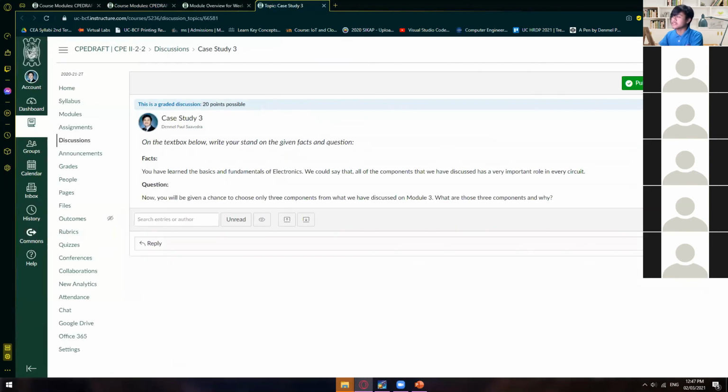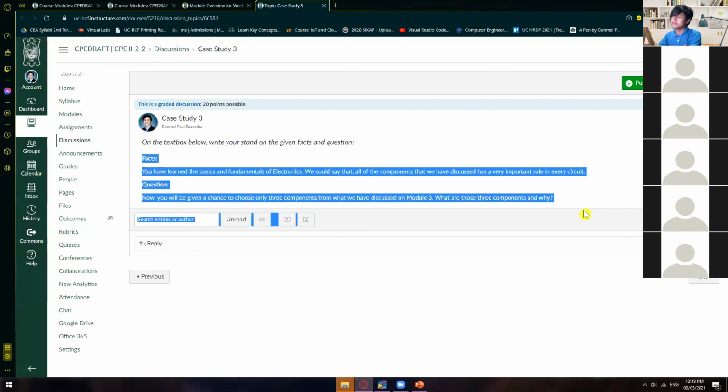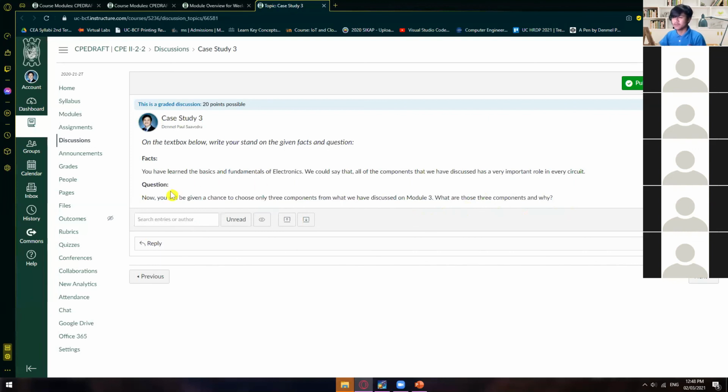All right, so this is the last one already. Now that you have learned the basics and fundamentals of electronics, we could say that all the components we have discussed have a very important role in every circuit. So the question here is, you will be given a chance to choose only 3 components from what we have discussed in the module. What are those 3 components and why? Like why capacitor, why resistor, why inductor? Why not a diode, and so on. What do you think is the importance of this one rather than choosing another component? So, just a simple scenario and simple question.